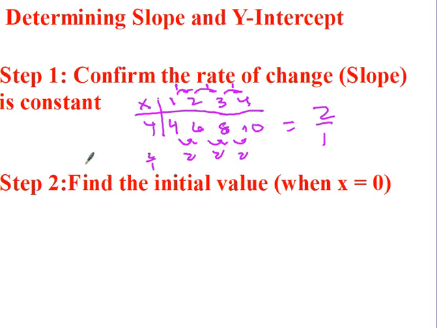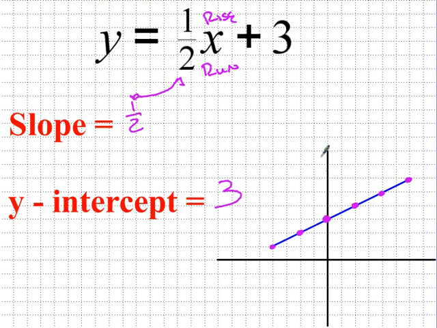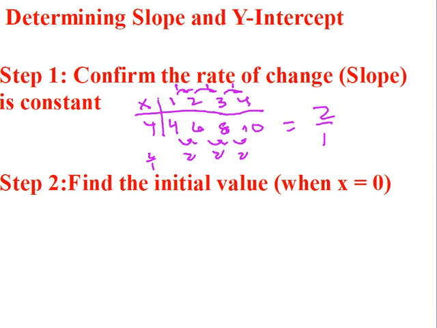Then, step 2, I need to find the initial value, and that is when x equals 0. So let's go back over here real quick. My y-intercept we said was 3 right here. That's going to be when x is 0, because if we look here on the y-axis, x is 0 right here. This is the origin, 0, 0. X is still 0 here. X is 0 here, and here. So the y-intercept is the initial value, or when x is equal to 0.